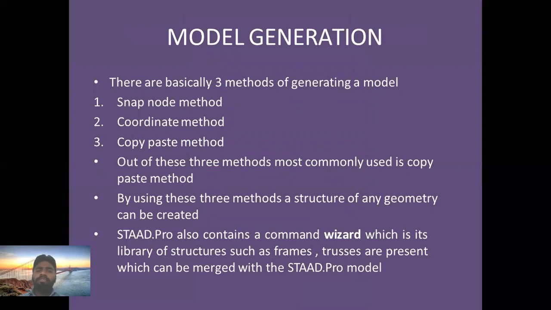So there are three methods of model generation. Snap node method means by using the node points, you can create a model. Next, coordinate method and copy paste method. Actually, the copy paste method is very useful and very simple, so we mostly use the copy paste method.